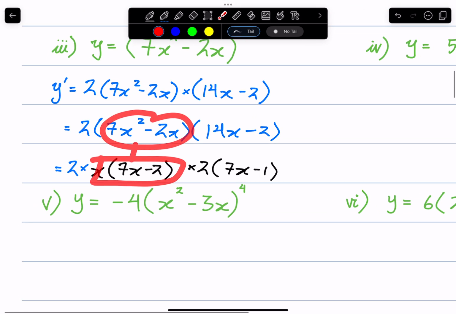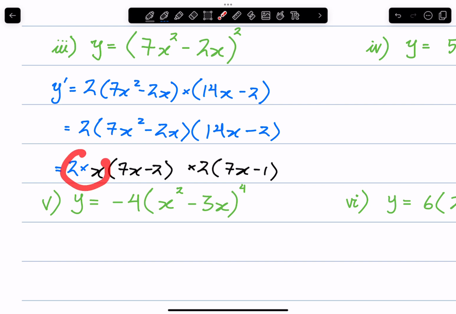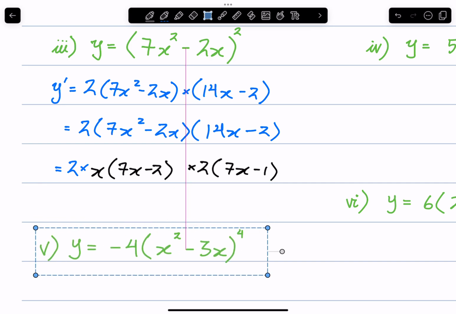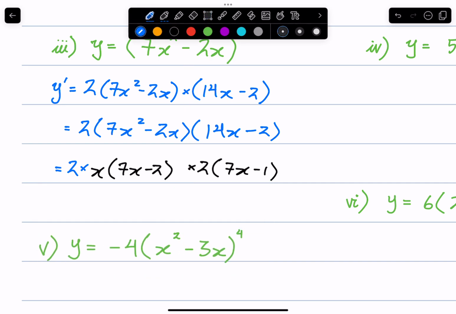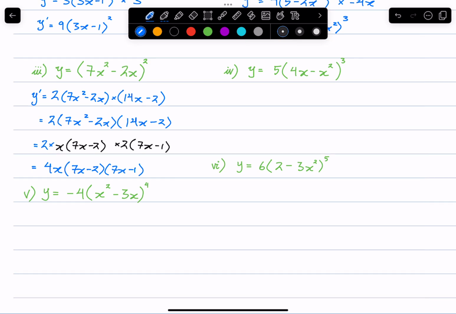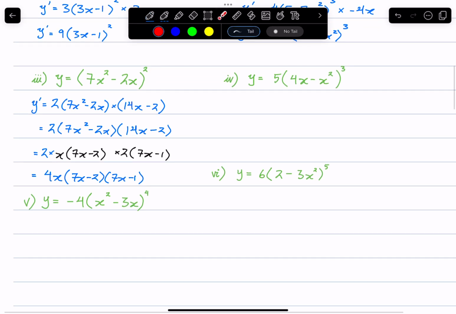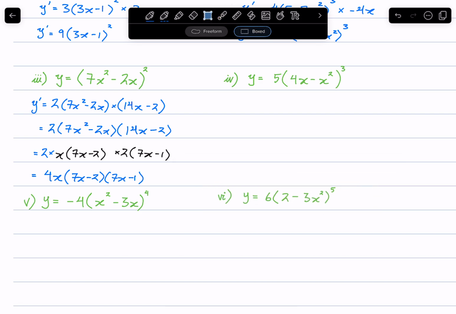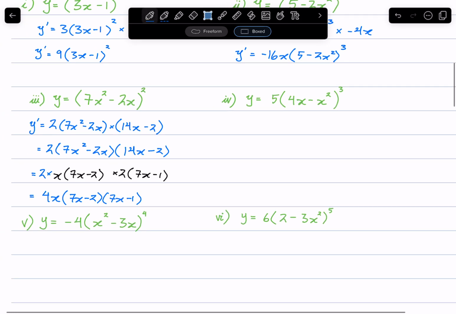And bringing all of this together, we get 2x times 2. So, you know what? I'll just move this down. 2x times 2, we get 4x times 7x minus 2, 7x minus 1. So that is the final answer to this, keeping everything in as simple factored form. Okay, so I'll pause and let you try these next three yourselves.